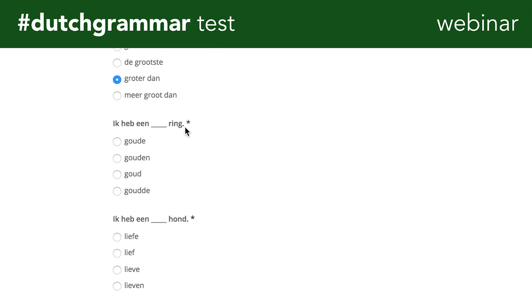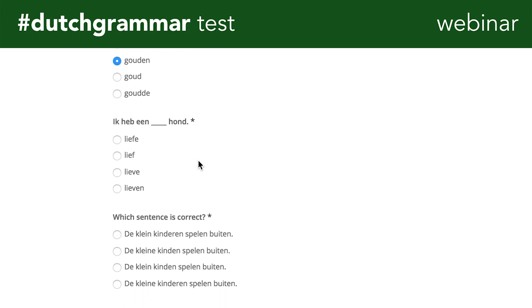Ik heb een ring. With the normal adjective rules, we say de ring, so we should add an extra e. However, goud is a material, it means gold. And in lesson 39 of hashtag Dutch Grammar, I explained that materials are an exception to the adjective rules. With most materials, we use en, een gouden ring. Just like een houten huis, een ijzeren pan, etc.